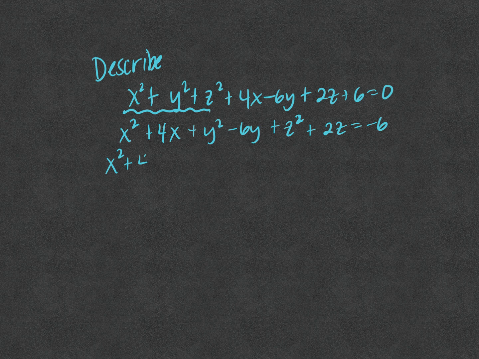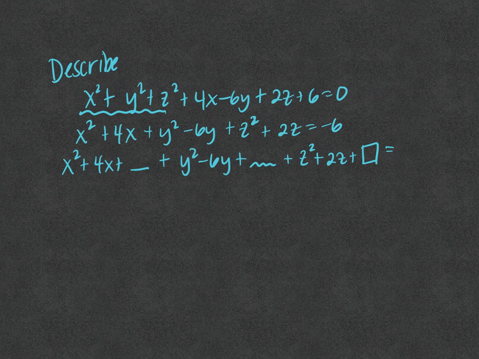We're going to complete the square, so I'm going to put a blank here because I need to complete the square for the x. x squared plus 4x plus blank plus y squared minus 6y plus something else plus z squared plus 2z plus something else equals, let's see if I can move it over a little bit, negative 6 plus all those values.